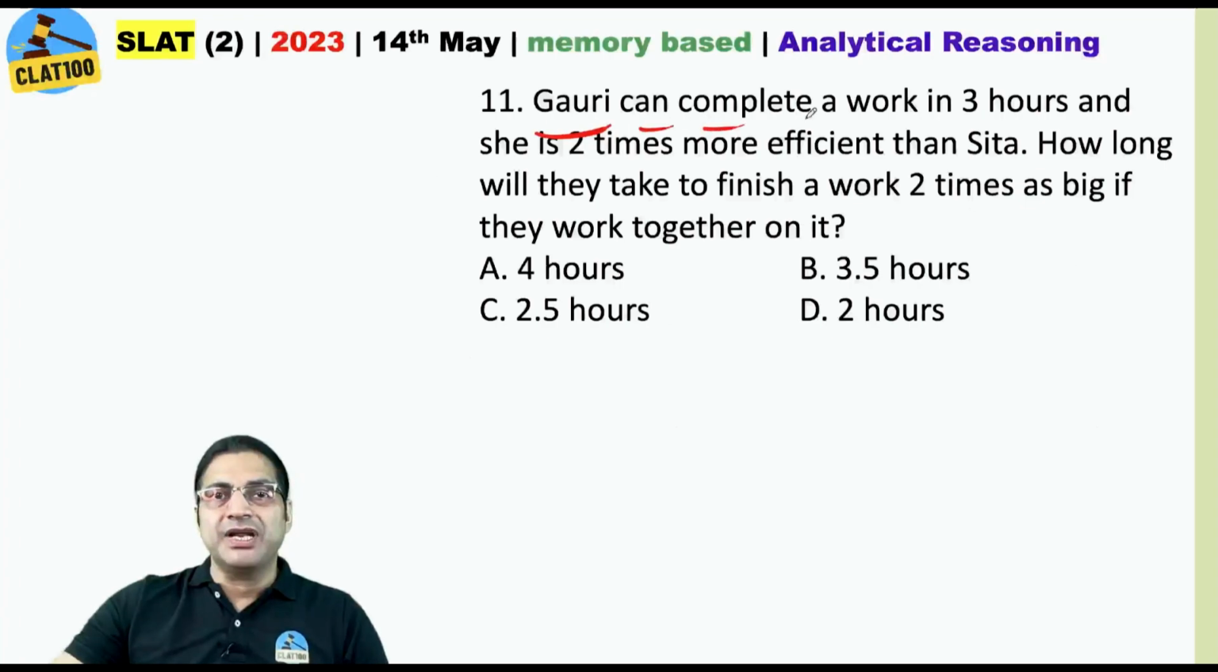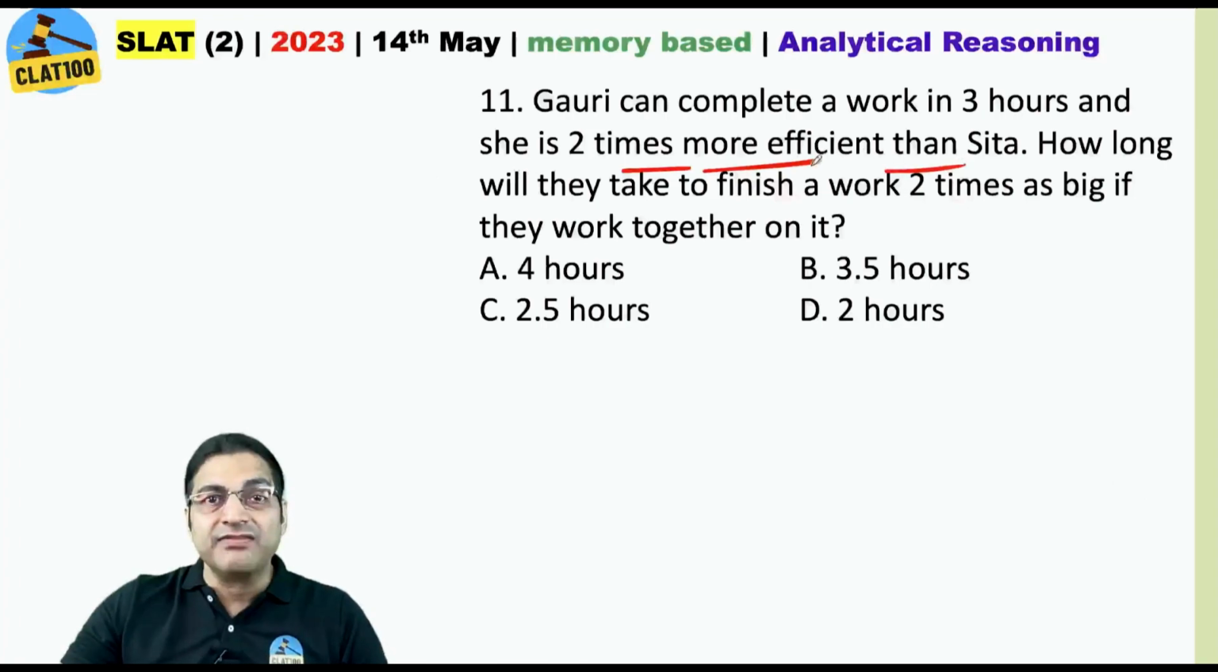Gauri can complete a work in 3 hours and she is 2 times more efficient than Sita. And I have something to share with you here. In the examination, I paid my attention to this. 2 times more efficient than Sita. Okay, that is different from 2 times as efficient as Sita. They mean to say 2 times as efficient as Sita. Okay, but they have put here 2 times more efficient than Sita.